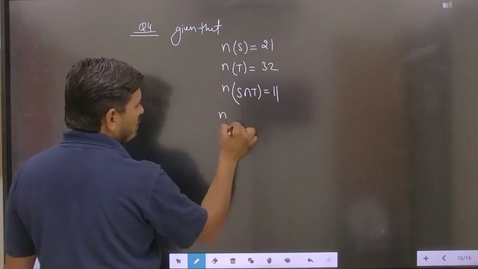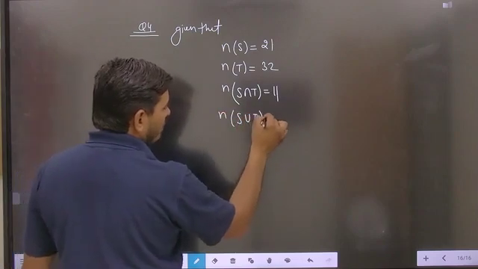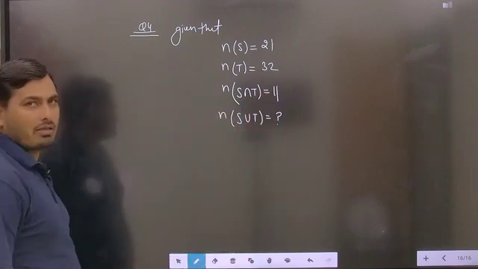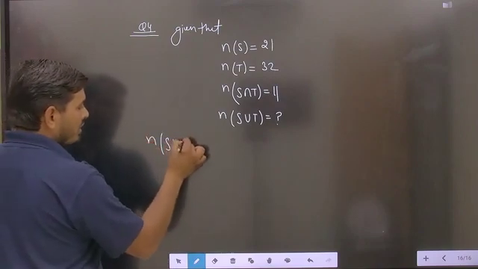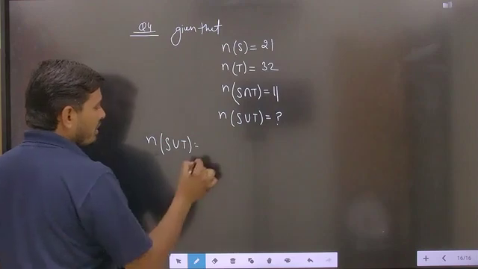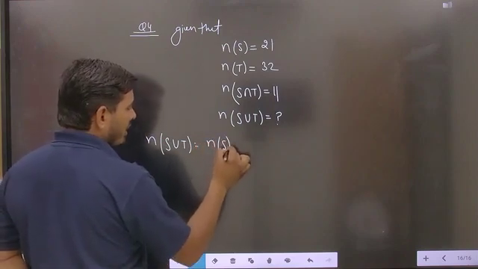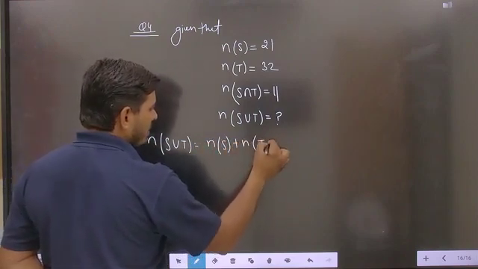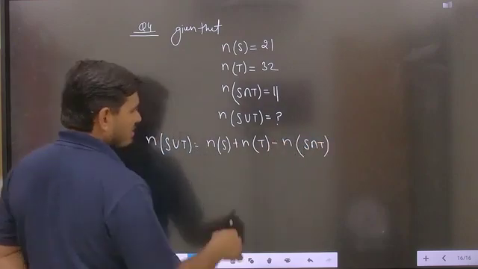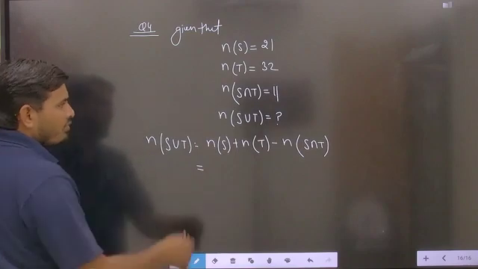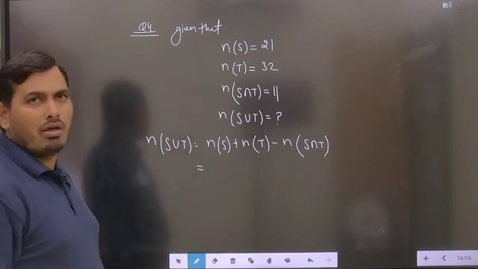Then we have to just calculate the number of elements in S union T. This is what is being asked here. So no problem, easily, students, n of S union T will be given like this: number of elements in S plus number of elements in T minus number of elements in S intersection T. A very systematic formula you can apply here, because the question will always be based on the particular formula.